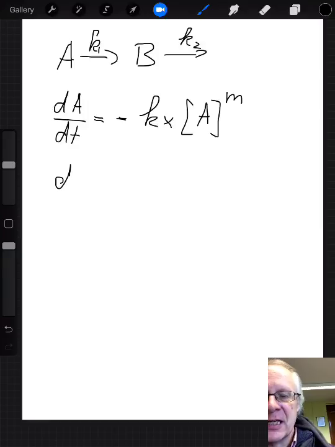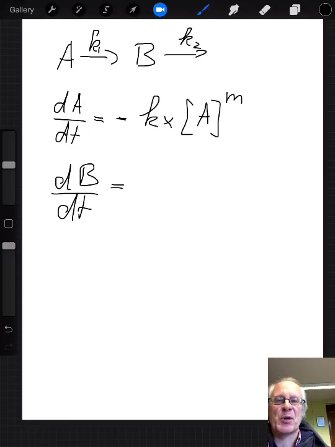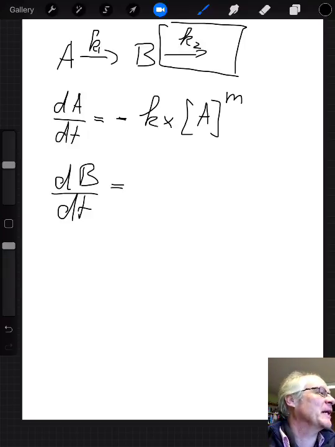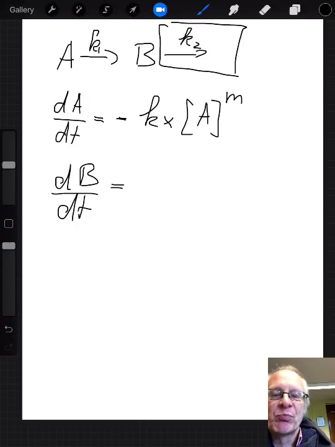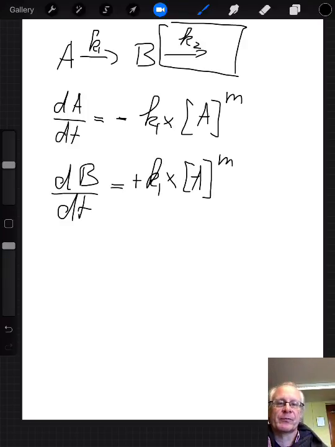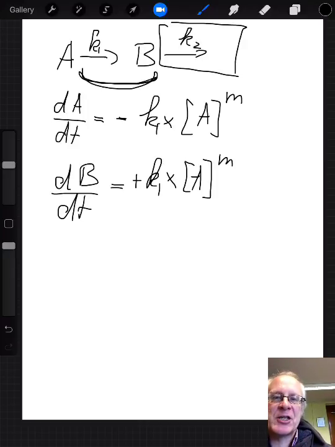Now we write dB over dt, so we look at it from B's perspective. And for a moment, let's just simply ignore this K2 for the time being. So dB over dt, we said that earlier, would be plus K1 times A to the power of m, right? So that's what happens in this region here.